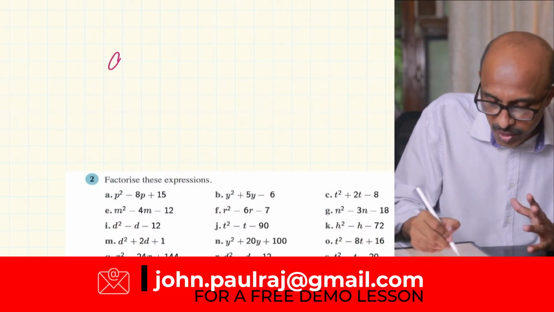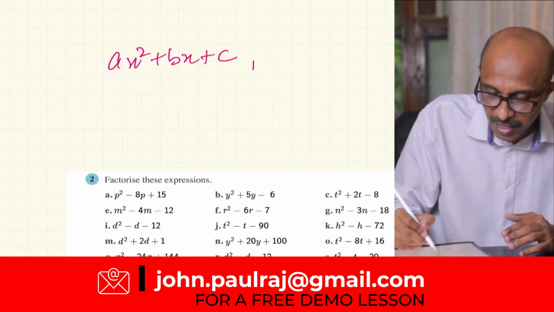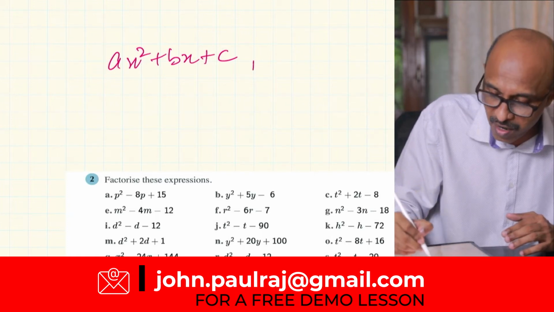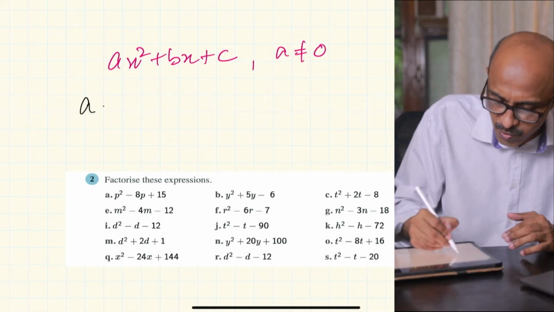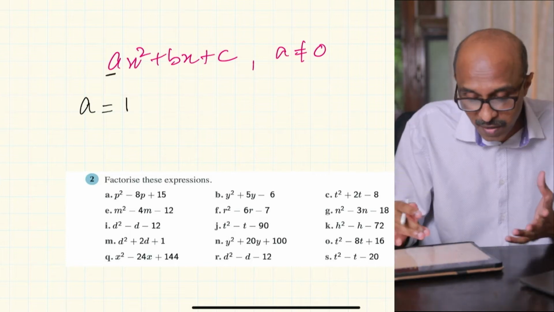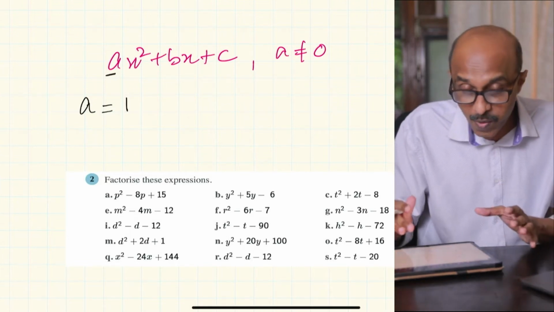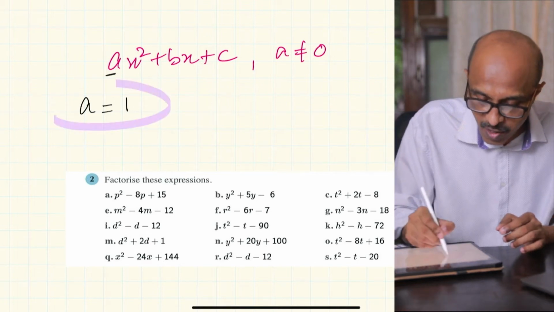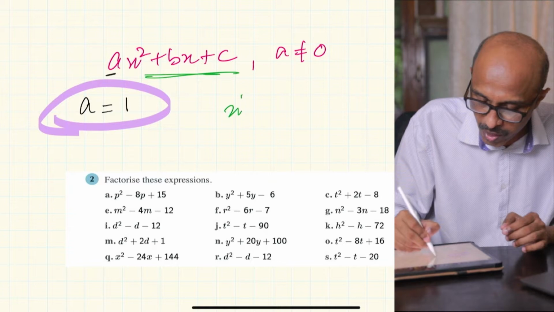So without further ado, let's write down the general expression for the quadratic polynomial. That's ax squared plus bx plus c, where a is not equal to 0. In this video, we're going to consider the case when the leading coefficient a is equal to 1. On some other video, we'll consider the case when a is other than 1. This technique works when a is equal to 1, so we can rewrite the general expression as x squared plus bx plus c.